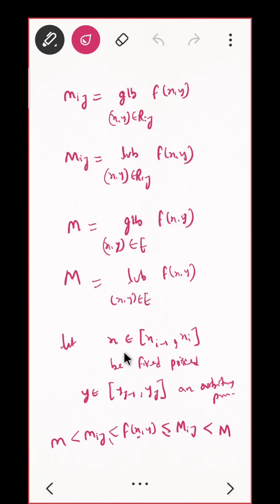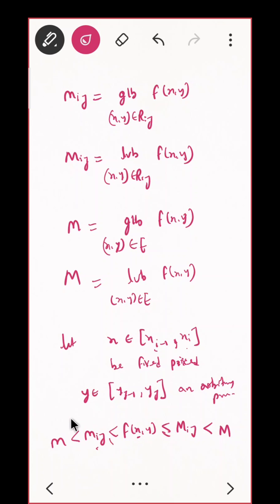So I just started with let x be any fixed point, I fixed x, and y will be any arbitrary point. So this x comma y will belong to rij. Is it clear? Because it is between xi minus 1 to xi cross yj minus 1 to yj. That means this is your function which is lying between small mij and capital Mij, and that is less than m or capital M. Is that okay? Yes. What next?